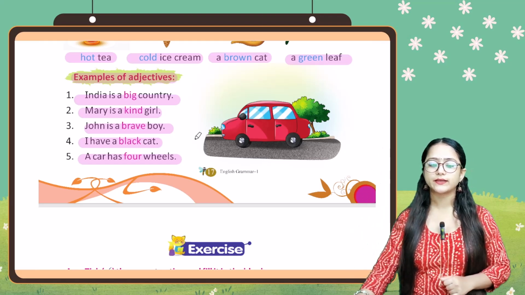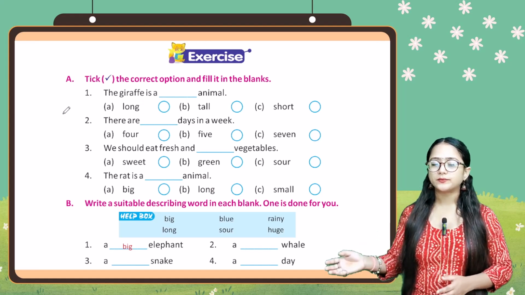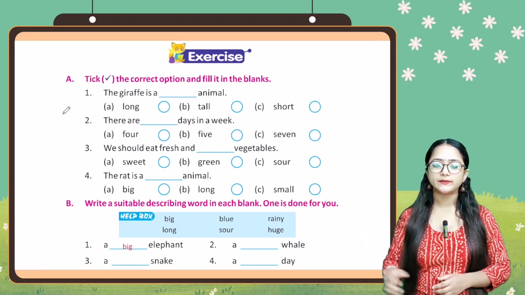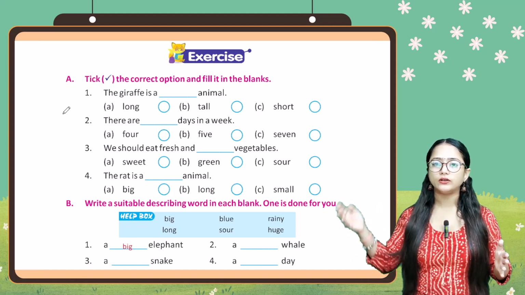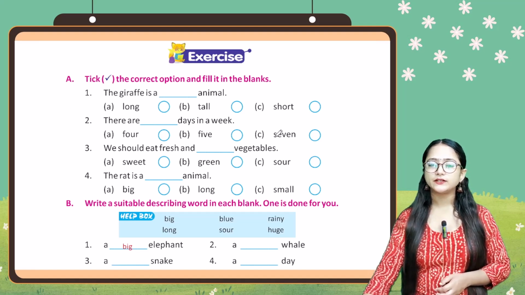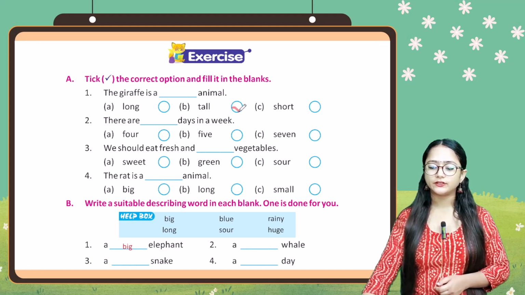Now let's do some exercise part. First question is, take the correct option and fill it in the blanks. First one, the giraffe is a dash animal. Is it long, tall or short? The giraffe is a tall animal. So you have to tick the word tall.